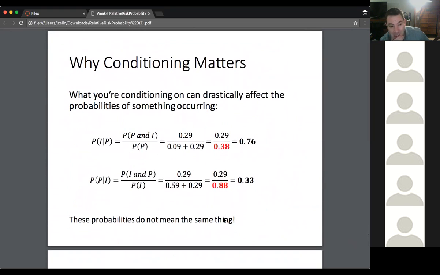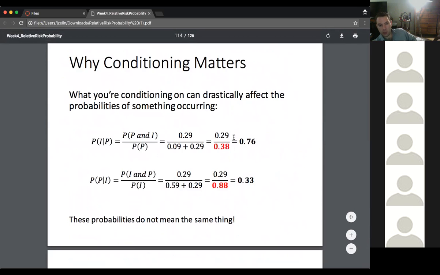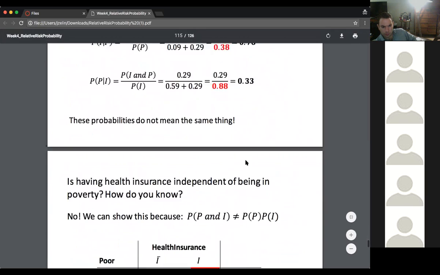So as we see here, what you're conditioning on does matter. Those last two probabilities were not the same thing. The only thing that we changed was the order of the conditioning statements. And you see here, we got a big difference in the two answers.